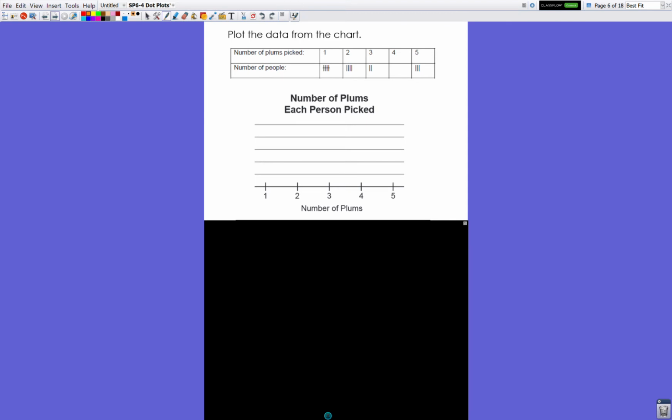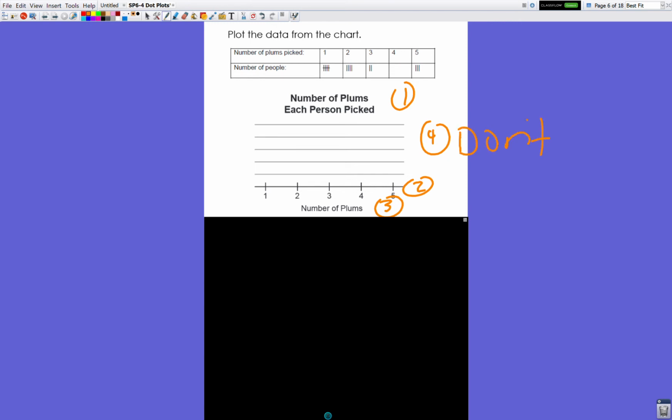Now we're going to make our own dot plot using the data from the chart. So they give us a chart. They've already done our title. They did our number line. And they did our label. All we're responsible for right now are the dots. So we're going to use the frequency in order to get the dots. Ooh, I put don't, not dots. I don't know why.